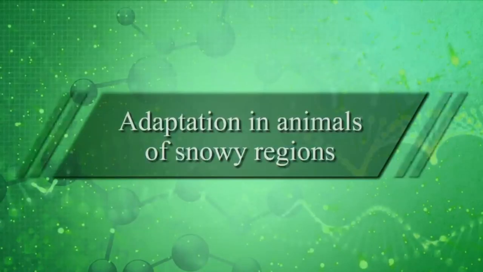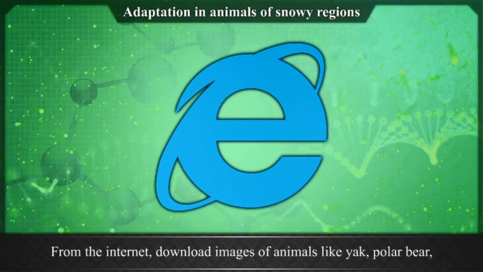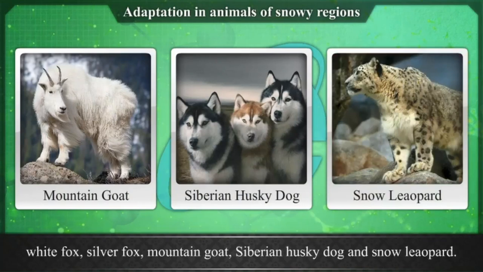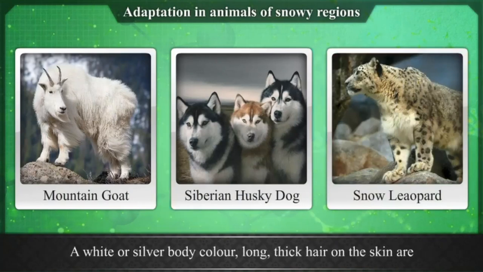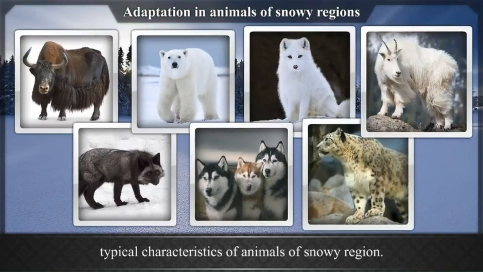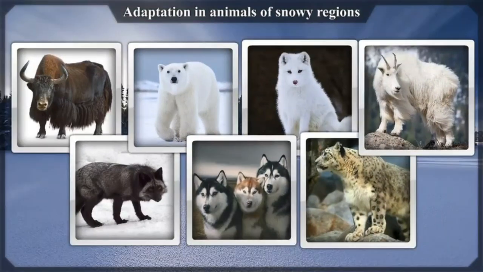Adaptation in animals of snowy regions. From the internet, download images of animals like yak, polar bear, white fox, silver fox, mountain goat, Siberian husky dog, and snow leopard. Compare these images with those of similar animals from tropical forests. A white or silver body color, long, thick hair on the skin are typical characteristics of animals of snowy region. How are these useful to them?